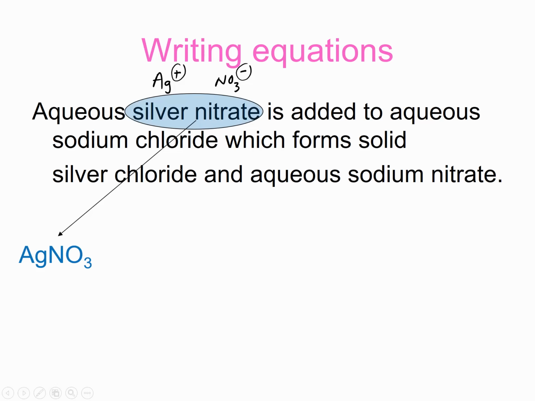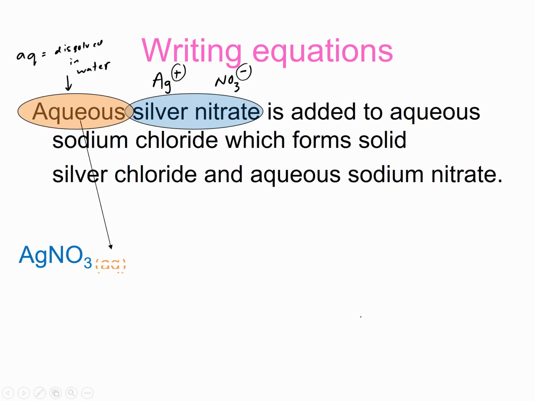And it says aqueous. Aqueous means it's dissolved. AQ means dissolved in water, and that's what AQ means. So we're going to write AQ, as opposed to solid. This exists as a solid, AgNO3. When you add it to water, it dissolves, much like sodium chloride, like table salt would. And it says is added to, so that's going to be plus. We're naming the 2 reactants here.